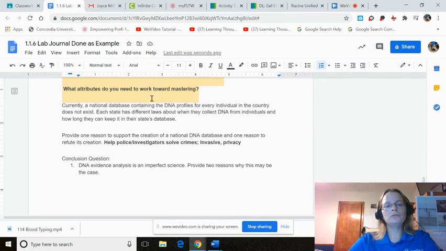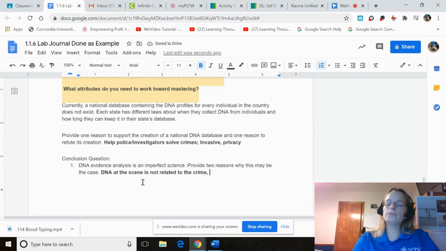All right, so the conclusion question. DNA evidence analysis is an imperfect science. What's two reasons why this may be the case? So let's stop and think about what we talked about yesterday. Can you be framed by your own DNA? Yes, you can. So it could be that DNA at the scene is not related to the crime. That's one reason this is imperfect.